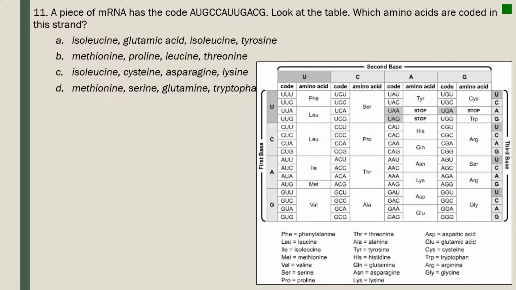11. A piece of mRNA has the code AUGCCAUUGACG. Look at the table. Which amino acids are coded in this strand? A. Isoleucine, glutamic acid, isoleucine, tyrosine. B. Methionine, proline, leucine, threonine. C. Isoleucine, cysteine, asparagine, lysine. D. Methionine, serine, glutamine, tryptophan.